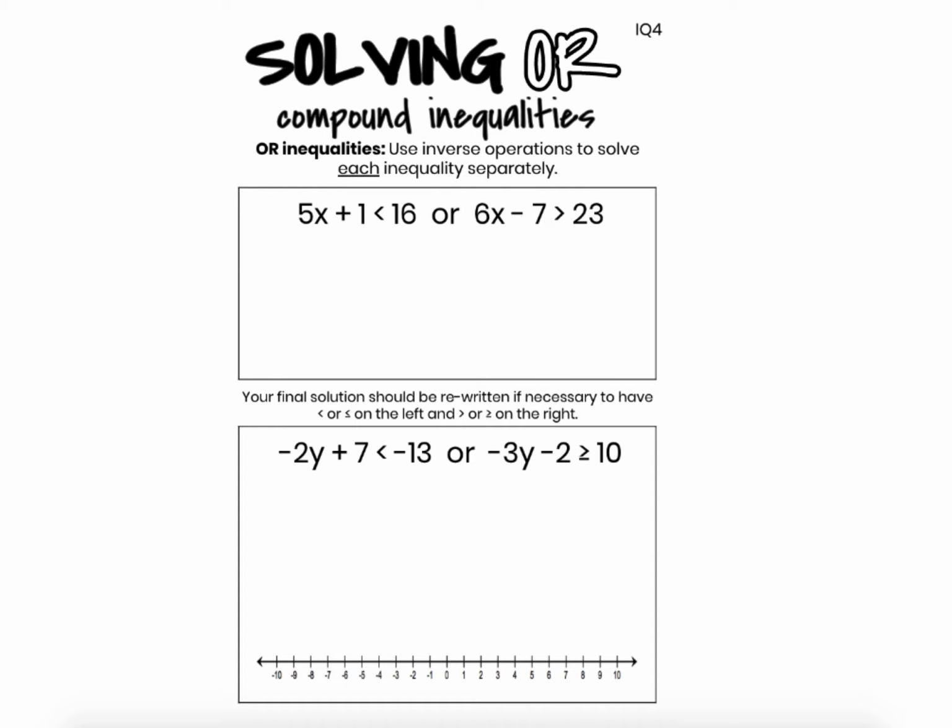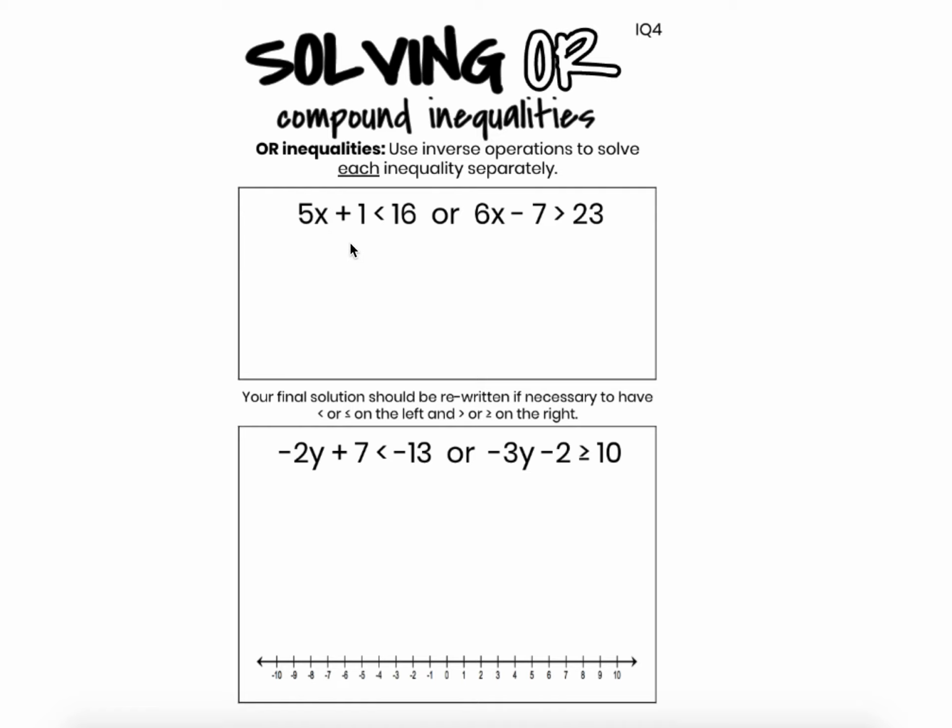When we are solving compound inequalities with the word OR, we simply use inverse operations to solve each inequality separately, remembering to put the word OR in our solution. So looking at this first example, 5x plus 1 is less than 16, or 6x minus 7 is greater than 23. We simply solve each inequality separately.